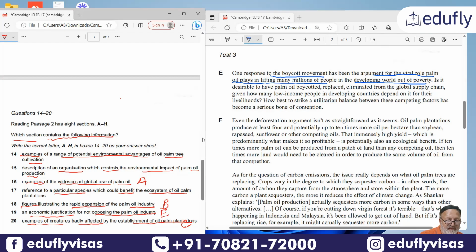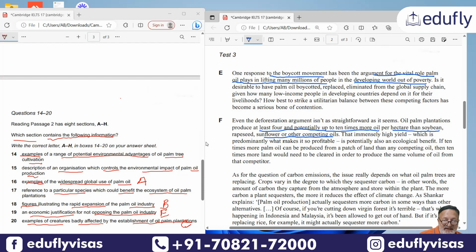Now let's move to F. Even the deforestation argument isn't as straightforward as it seems. Now we should know how many are left. We have 1, 2, and we have 3. So 3 are left. So oil palm plantations produce at least 4 and potentially up to 10 times more oil per hectare than soybean. So the advantage of all plantations, rapeseed, sunflower, or the competing oils, other competing oils.